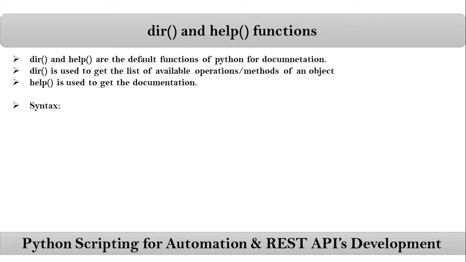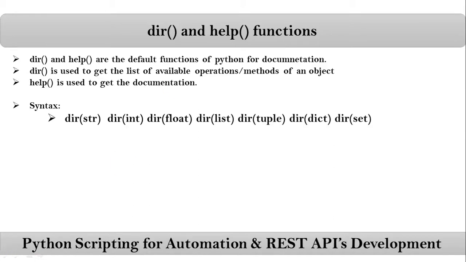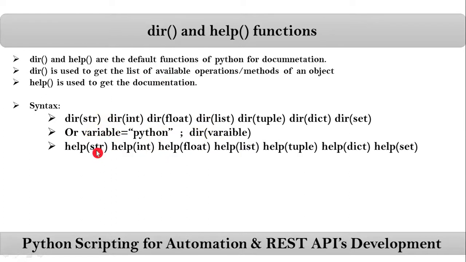Now let me give the syntaxes. You can apply the dir function in this way to get the list of operations on your data types like string, integer and float, and on your data structures like list, tuple, dictionaries and sets. You can also define a variable, and on that variable you can apply the dir function so that you can see the list of operations of that variable. And you can also apply the help function in this way for your data types or data structures.